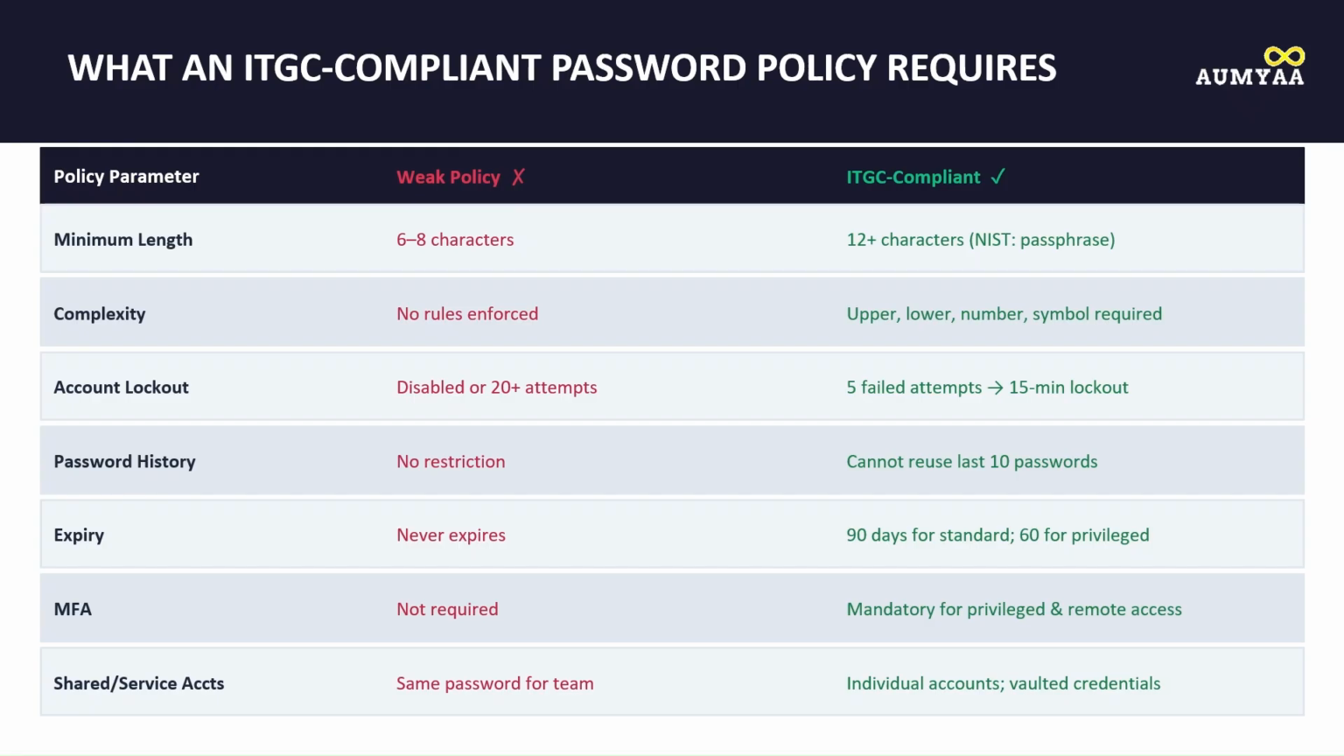Now, let's look at what a compliant policy actually requires. First, a minimum of 12 characters. Second, it should enable complexity, which means it should contain upper case, lower case, numbers, and symbols all together. Third, account lockout. It should enable account lockout after 5 failed attempts. 90 days expiry for standard users and 60 days for privileged accounts should be there.